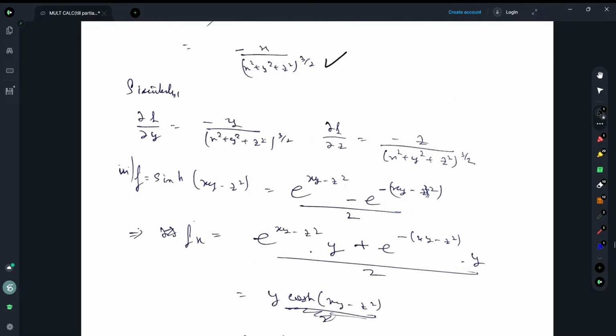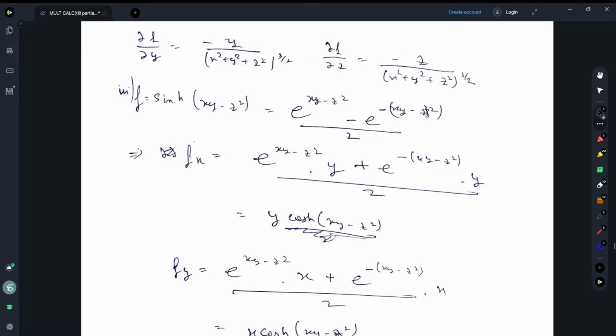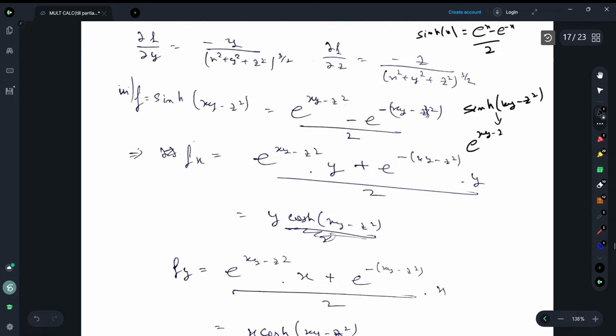Is it clear? The third problem was maybe a bit difficult for some of you, because you were given hyperbolic sine of xy minus z square. The concept, which I guess you know, is that sine hyperbolic of x is basically e to the power x minus e to the power minus x by 2. So simply using this substitution, sine h becomes e to the power xy minus z square minus e to the power z square minus xy over 2.